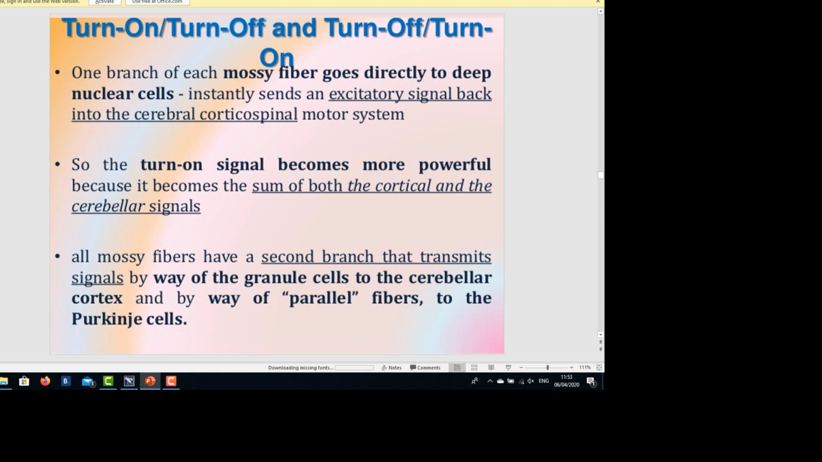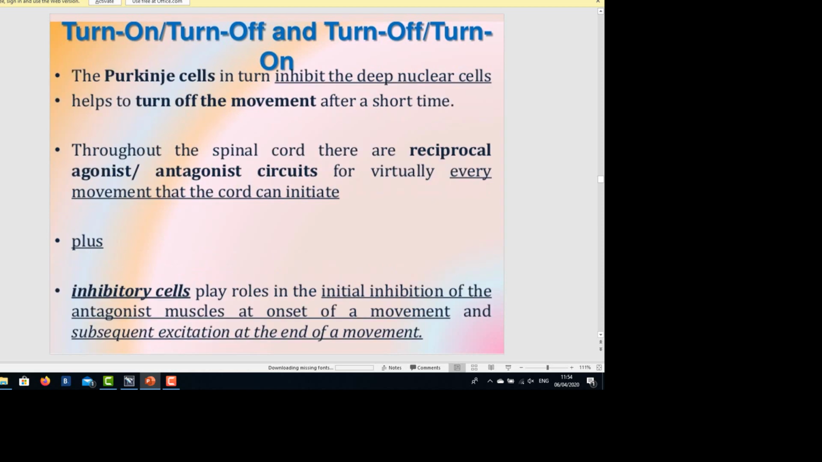So the turn-on signal becomes more powerful because it becomes the sum of both the cortical and the cerebellar signals. All mossy fibers have a second branch that transmits signals by way of the granule cells to the cerebellar cortex and by way of parallel fibers to the Purkinje cells. The Purkinje cells in turn inhibit the deep nuclear cells. They help to turn off the movement after a short time.